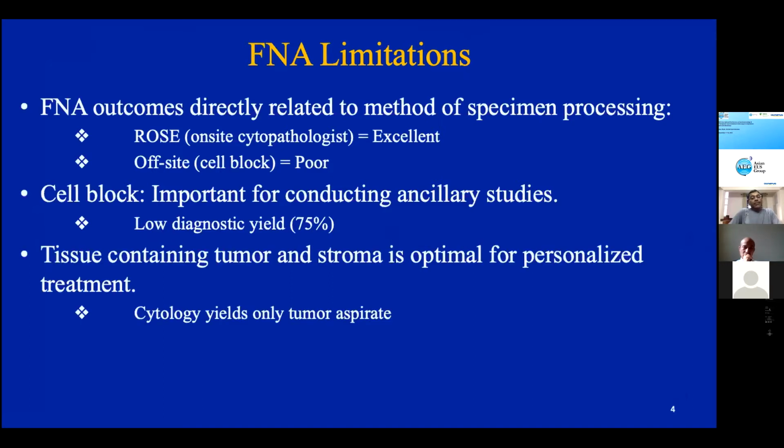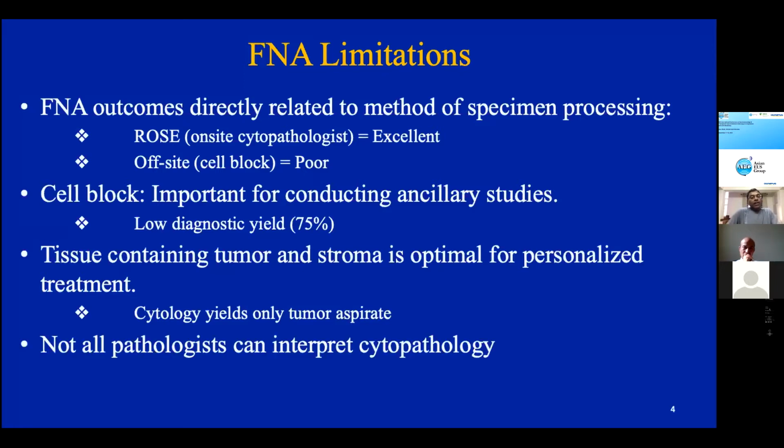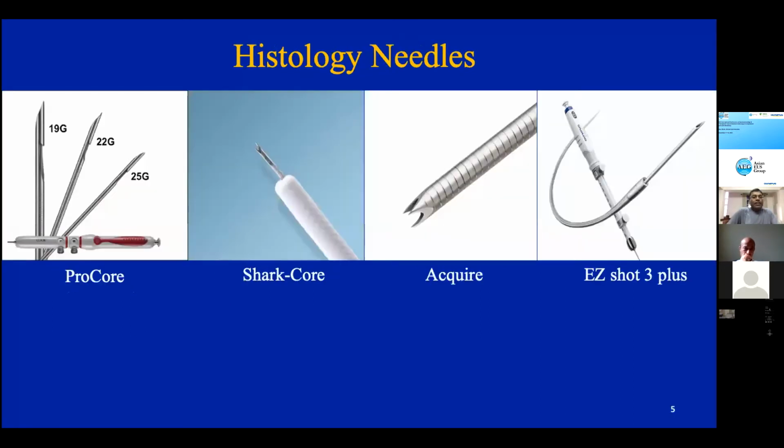Also, when you perform a FNA, you get a cytological aspirate. With a biopsy, you get a lot of tissue, on which you can perform molecular profiling. So that's why biopsy is important. Whereas with cytology, we can't do a lot of molecular profiling. And most importantly, not all pathologists can interpret cytopathology. They are all excellent in interpreting a biopsy. Cytology, they're generally not.